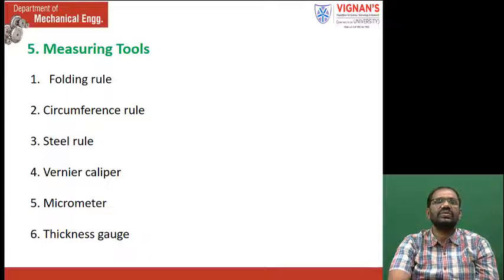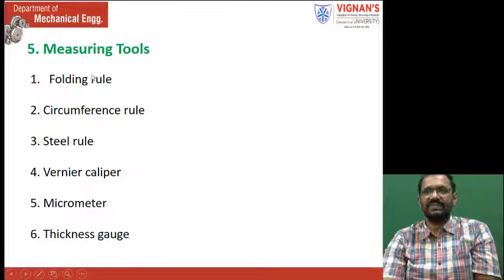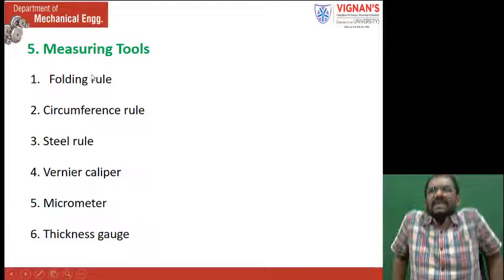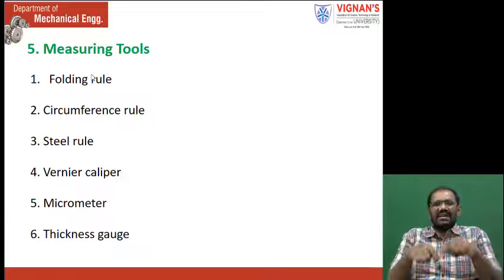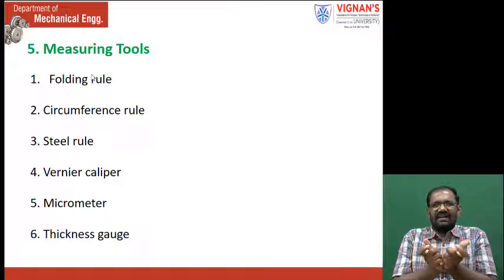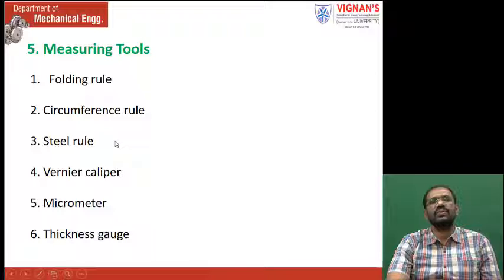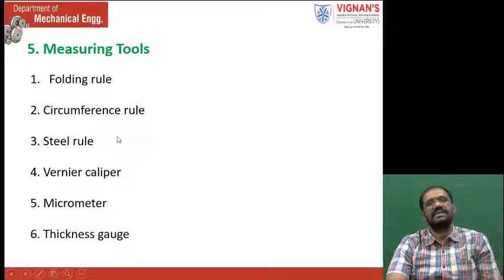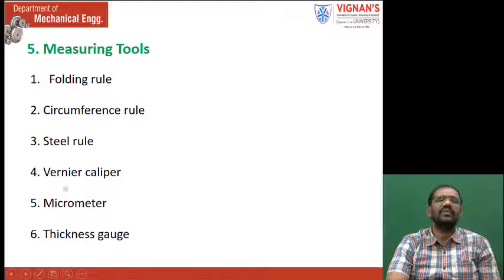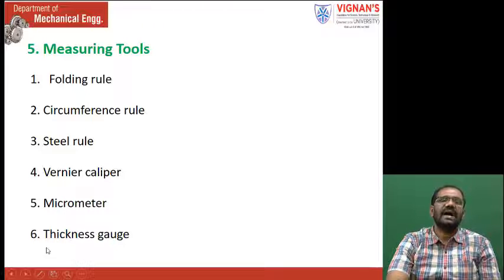Next one is measuring tools: folding rule, circumference rule, steel rule, vernier calipers, micrometer, thickness gauge. The folding rule is longer, and in tailor shops also you will see folding rules. The circumference rule is to measure the circumference. Next one is the steel rule, already we know. Vernier calipers we know, and measurement. Micrometer you also know, and thickness gauge.